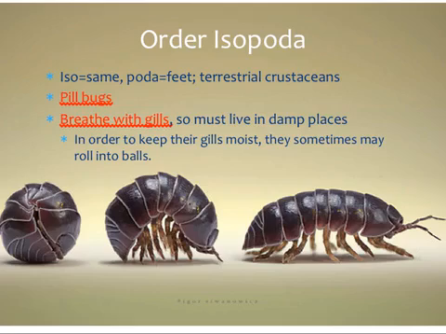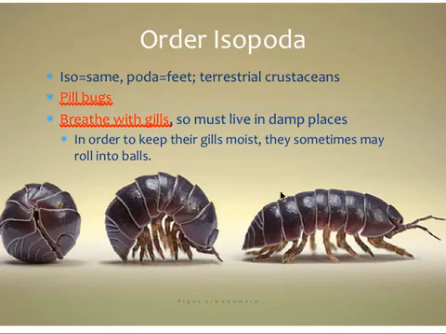Iso means same, poda means feet, and isopods are terrestrial crustaceans. So these are land-dwelling crustaceans. And the common name that most people use in the United States is pill bugs. Here in Utah, we tend to use the word potato bug, or I've even heard roly-poly. They're all talking about the same thing, these little guys right here, but they are crustaceans.